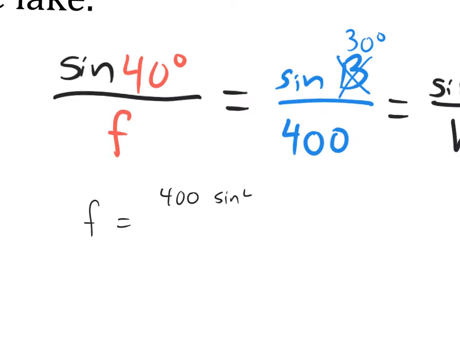400 times the sine of 40 degrees divided by the sine of 30. As a reminder, the sines do not cancel out here because sine of 40 is a number, sine of 30 is a number. Just like if I had 3 plus 2 and 5 plus 7, I wouldn't cancel out the pluses because those are operations. In the same way, I don't cancel out the sines there.